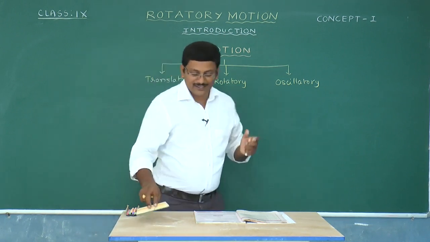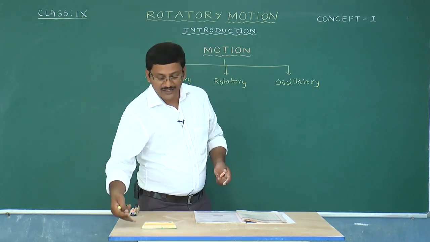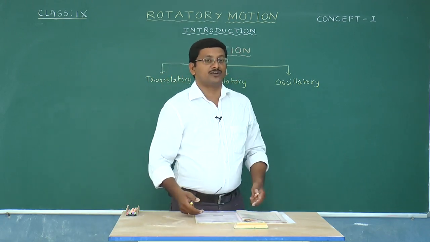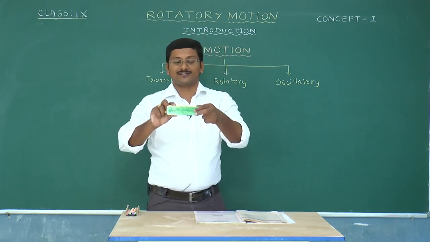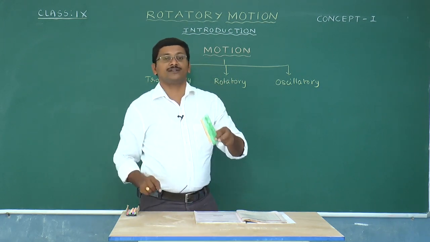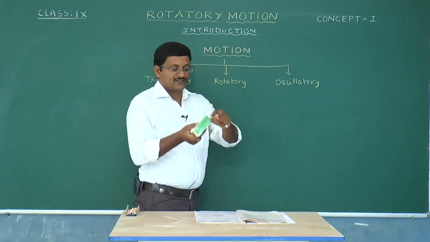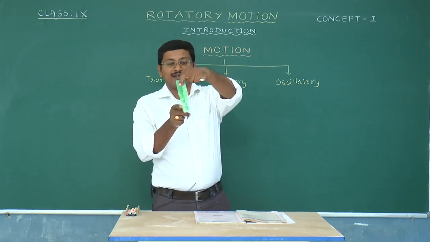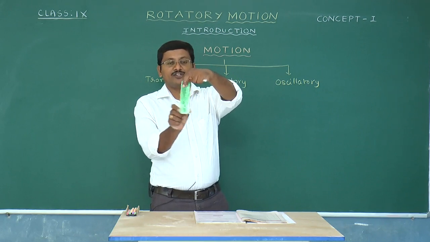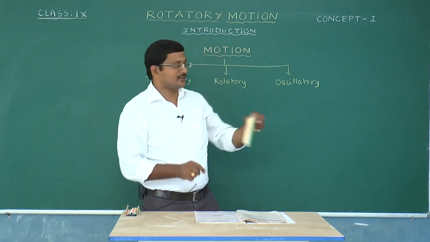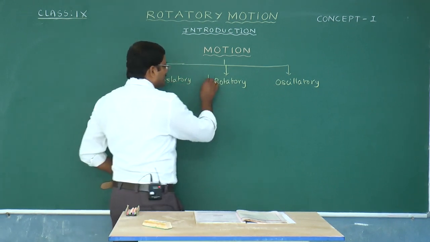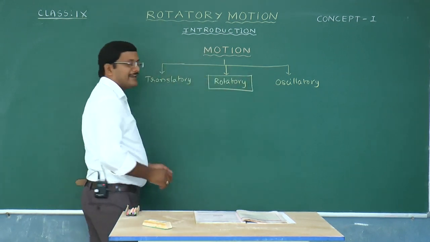Let us have the introduction once again. If I apply the force along the length of this duster, we observe translatory motion. When I hold this duster like this and apply force perpendicular to its length, I observe rotatory motion. And when this duster is held freely like this and I apply force, this kind of to and fro motion of the body is said to be oscillatory motion. And our interest is rotatory motion in this class.